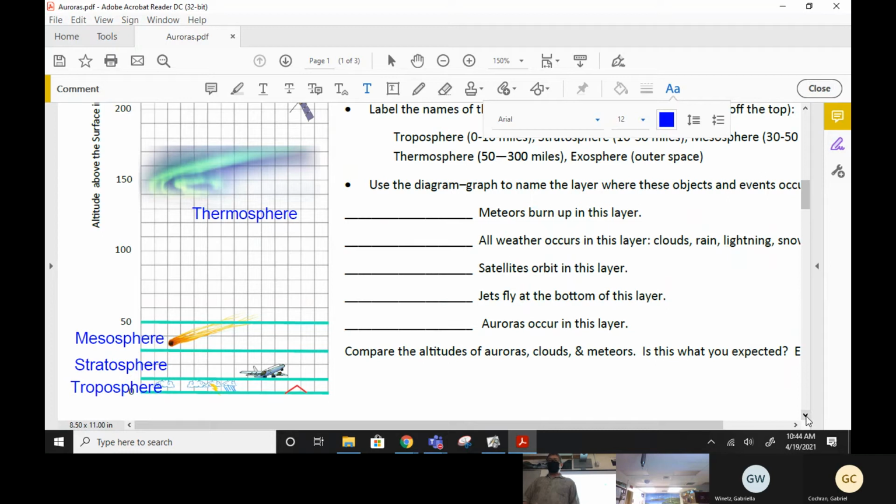Finally, on this page, you're going to compare how high an aurora is, its altitude. How high is the aurora compared to a cloud? How high is the aurora compared to a meteor? And tell me if that's what you expected or not. So I'm going to have you do these labels and then this question on your own. So take a minute to do those.